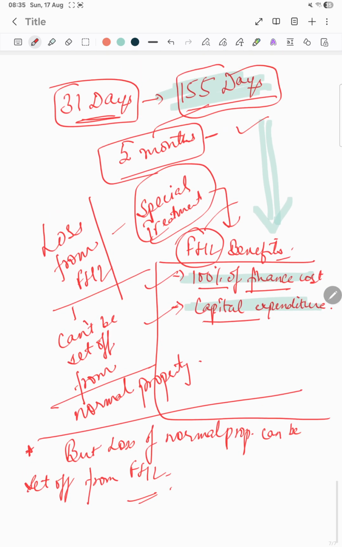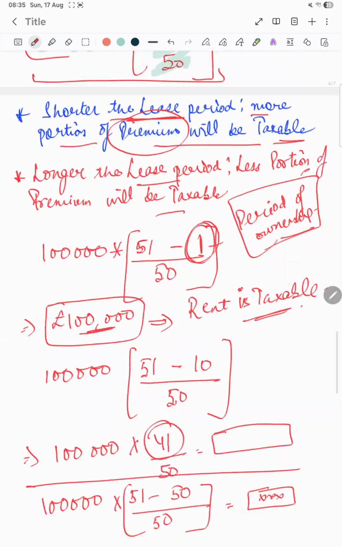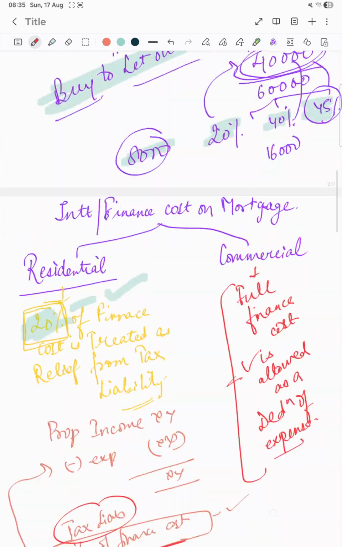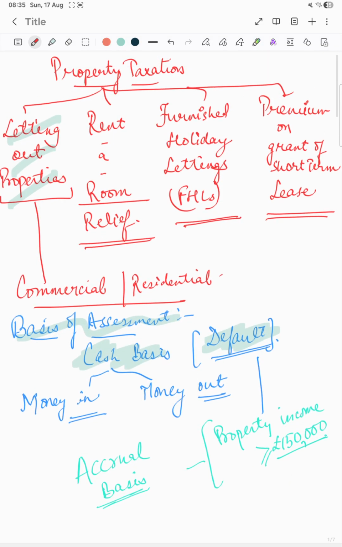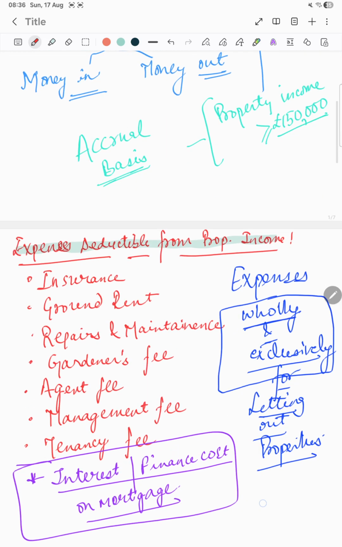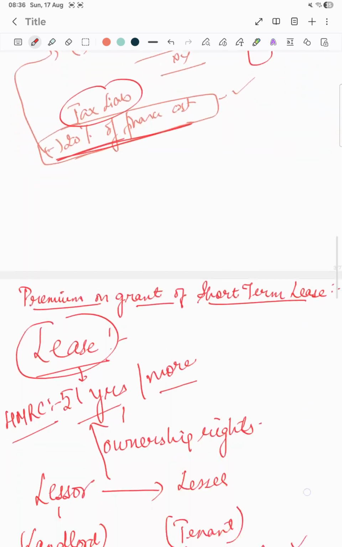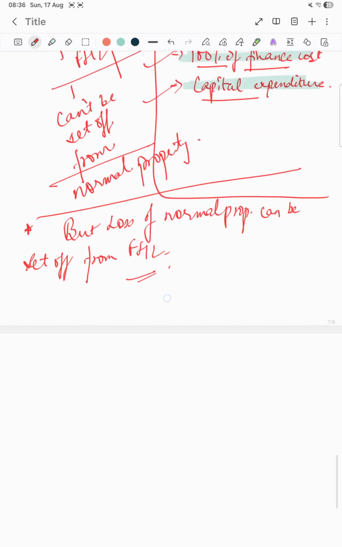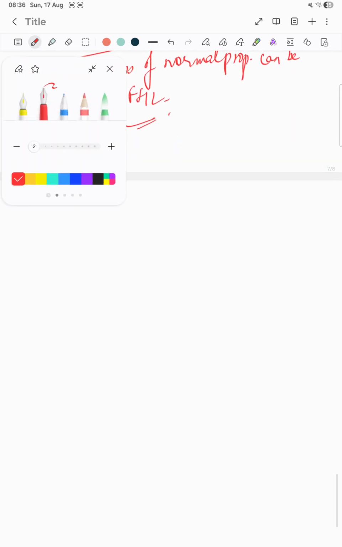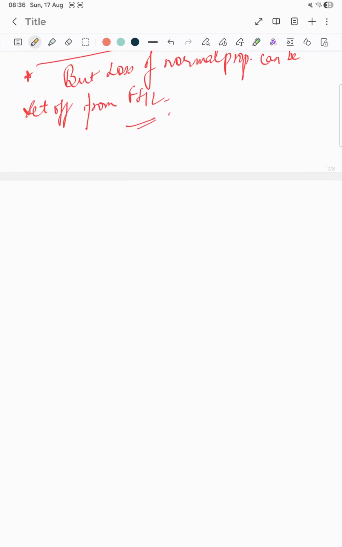So three main topics were there in this chapter, which were a bit confusing and where people have to cram. So we have done those topics. Furnished holiday lettings is done, premium on grant of lease is done, and then the 20% finance cost thing is also done. Now, the last topic which we are going to study is rent a room relief.